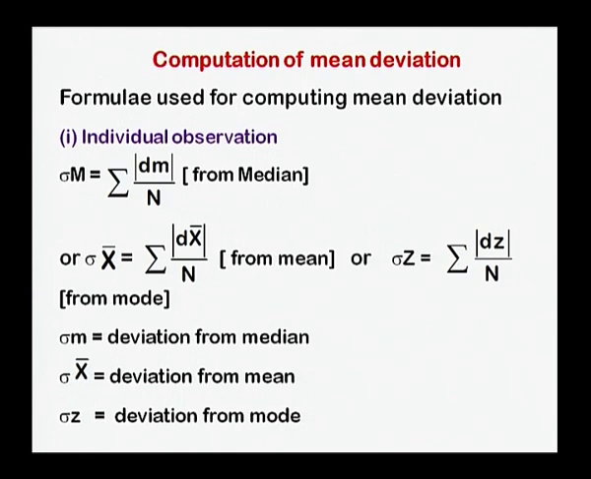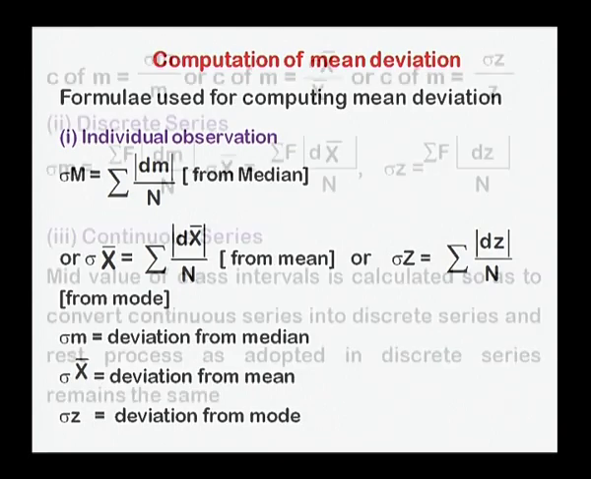Now, the second formula is used when we calculate mean deviation with the help of mean. Mean deviation is equal to summation of Δx̄, that is deviations from x bar, divided by n. Or if we calculate it with the help of mode, then mean deviation is equal to summation of Δz divided by n. Δm is for deviations from median, Δx̄ is the symbol for deviations from mean, and Δz is deviation from mode.